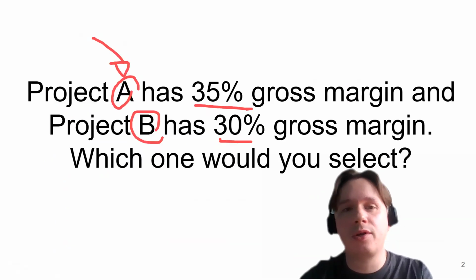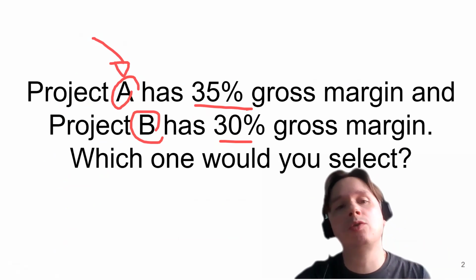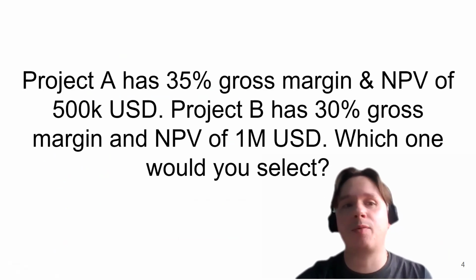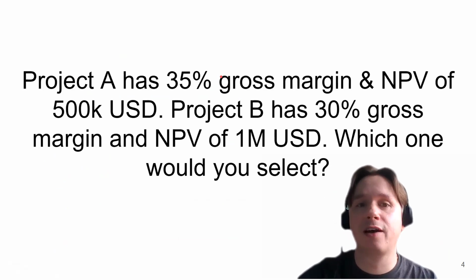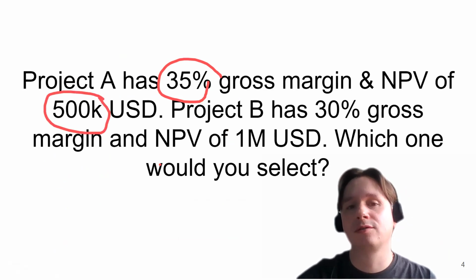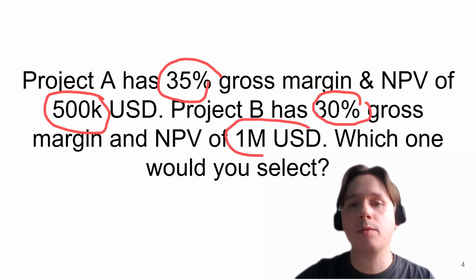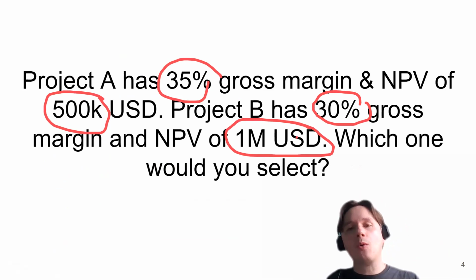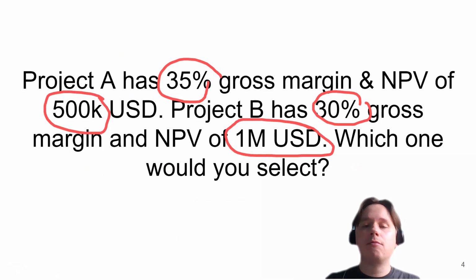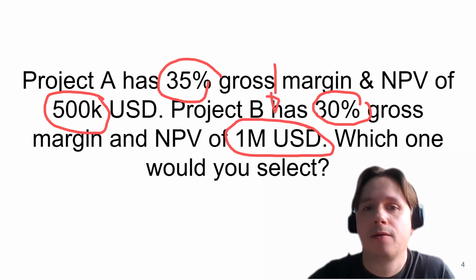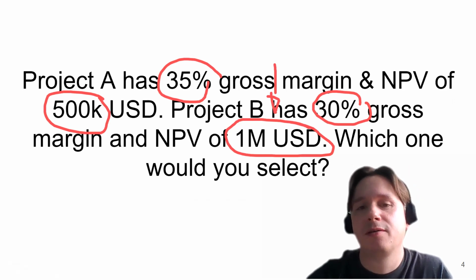If I go back to the example here, now you know that you need more information about project A and project B. So if I ask you a different type of question: project A has 35% gross margin with an NPV of $500,000. Project B has a 30% gross margin with an NPV of $1 million. Which one would you choose? Well, if you are like most people, you already select project B with the higher NPV.